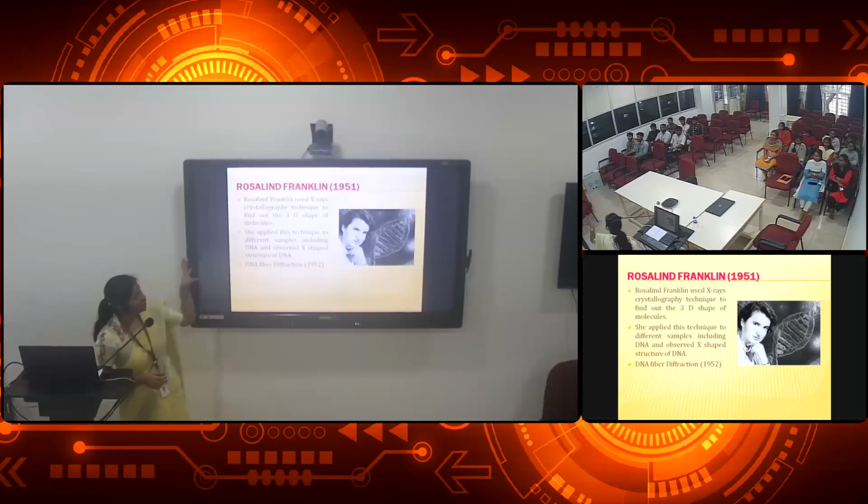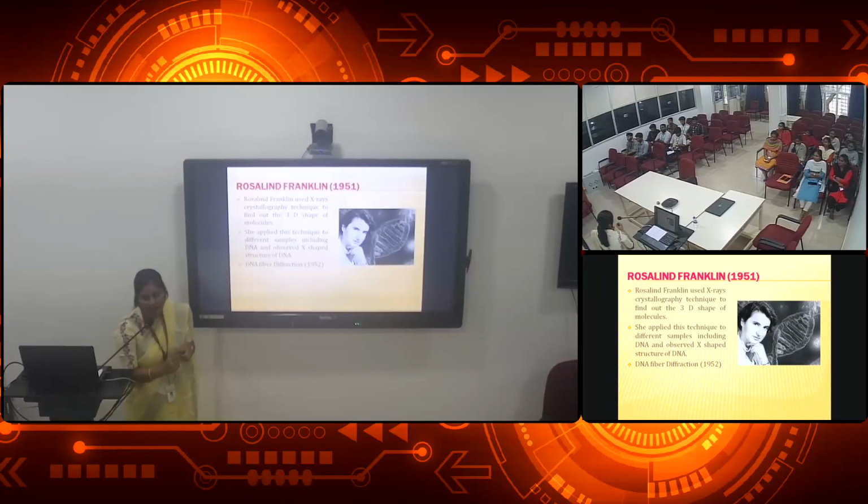Rosalind Franklin used X-ray crystallography techniques to find out the 3D shape of molecules. This is one important work by Rosalind Franklin. In this work, she got the structure of the DNA.